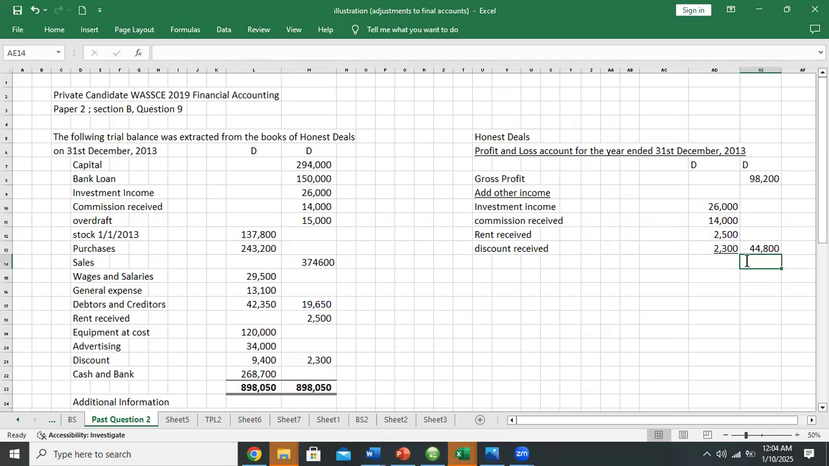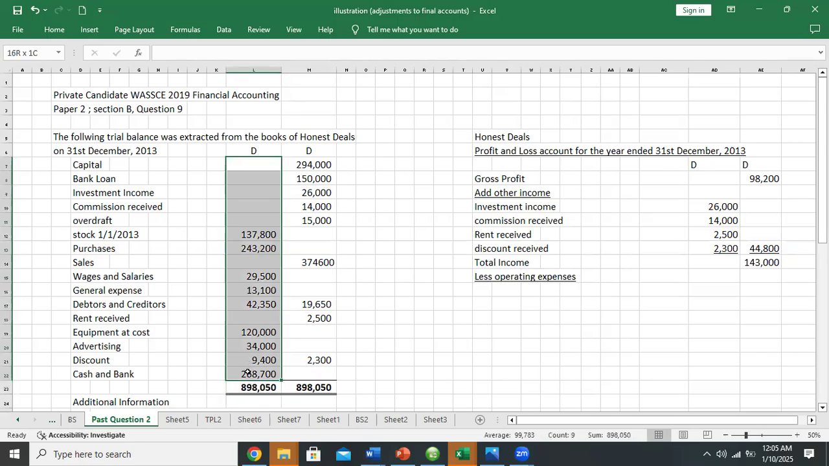Okay, so let's add that to the gross profit. I think we get 143,000, and that is the total income. Then what is left is for you to look at your expenses. So less operating expenses. Okay, and another clue is that the expenses are found at the debit side of your trial balance.